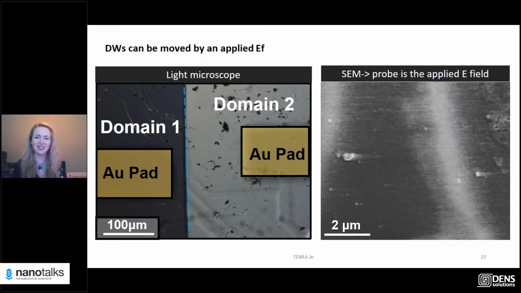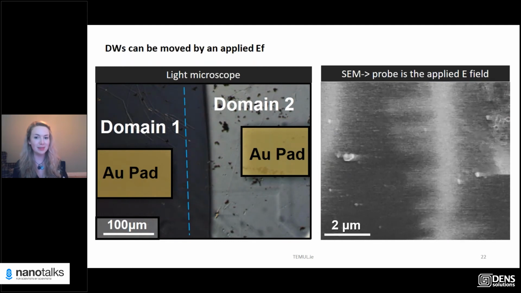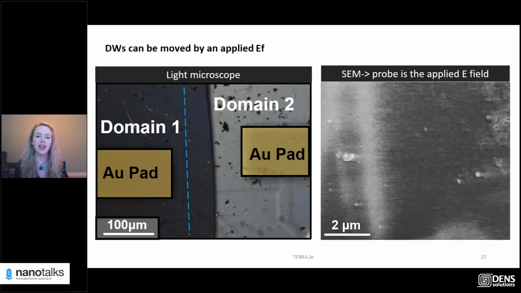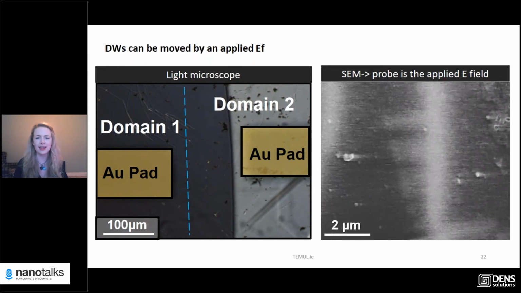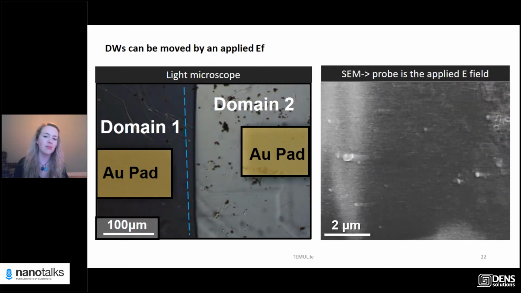So then I'm still a TEM person. So I take my material and then I need to make a TEM lamella. So I put it into the SEM FIB, and I could see just under the SEM probe itself. And if you think about an electron probe as really, it's also an applied electric field.